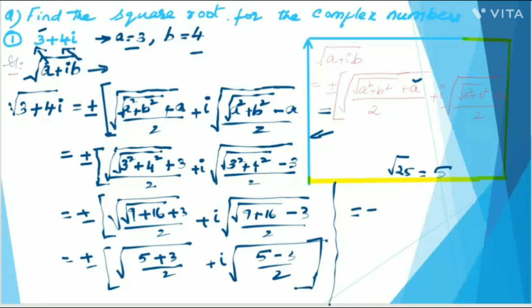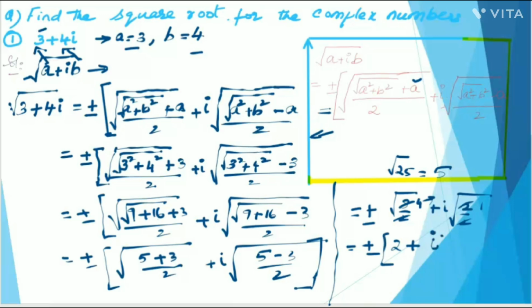This is equal to, I am continuing here, plus or minus under root 5 plus 3. 5 plus 3 is 8. 8 divided by 2 is 4. Plus i, 5 minus 3 is 2 divided by 2, 2 ones are 2, 2 ones are 2, cancel, leaving 1. This is equal to plus or minus under square root of 4 I am left with. Square root of 4 is 2. 2 plus under root of 1 is 1. 1 into i is i. This is the answer.